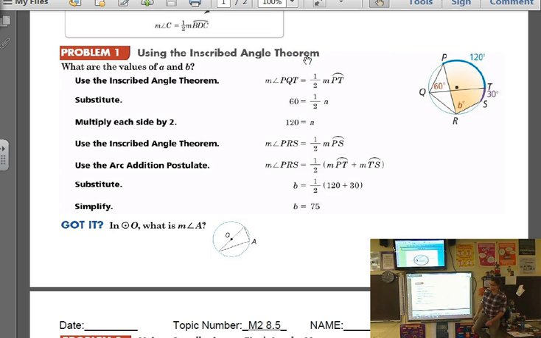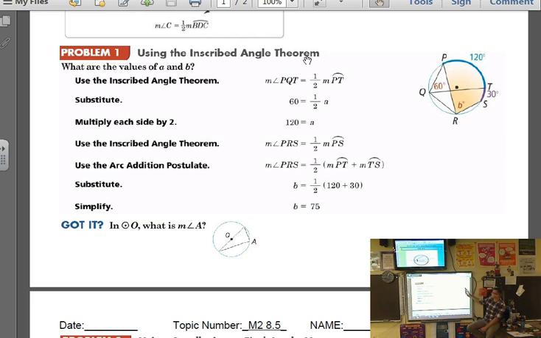So if I have this image and I'm looking for A and B, if I know that my inscribed angle PQT, so we're looking at PQT right here, is going to be half of that arc, then I know that the angle is 60. And by the way, this 120 is something that we derived. I just have it here because of when I took the screenshot.